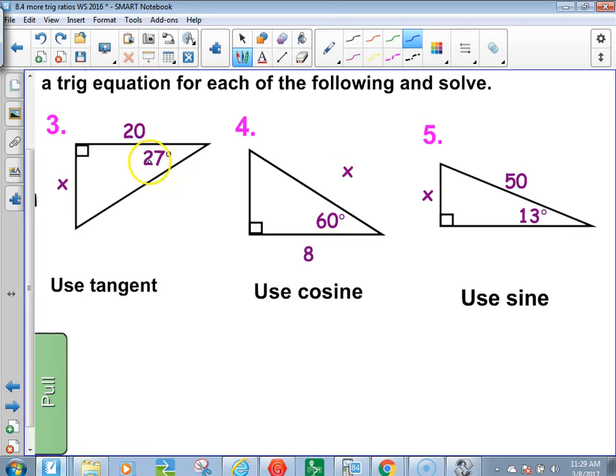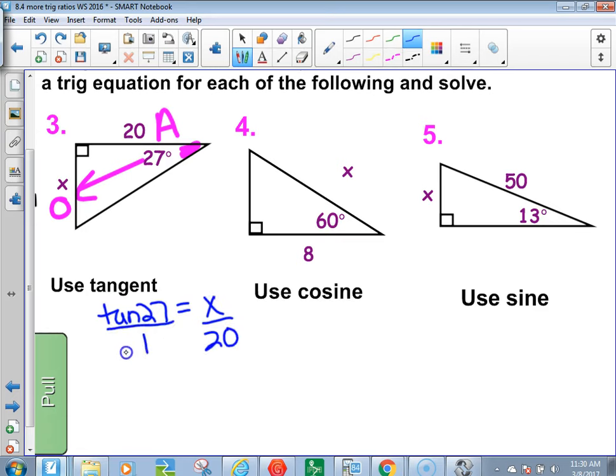So what I'd like to do, I'm going to just do 1, 2, 3 of these, and then I'm going to move further into the packet. Okay? This one says use the tangent. You're coming from here. X would be opposite, and the 20 would be your adjacent. So the correct setup for this problem is the tangent of 27, Cheyenne, please, is X over 20. Cross multiply. X equals 20 tan 27. And you guys know that we're going to type that now in the calculator.